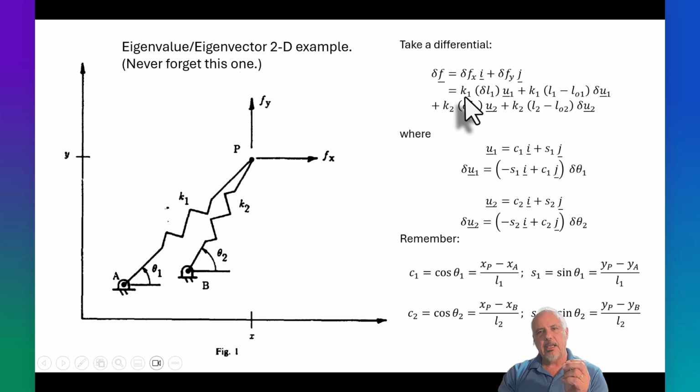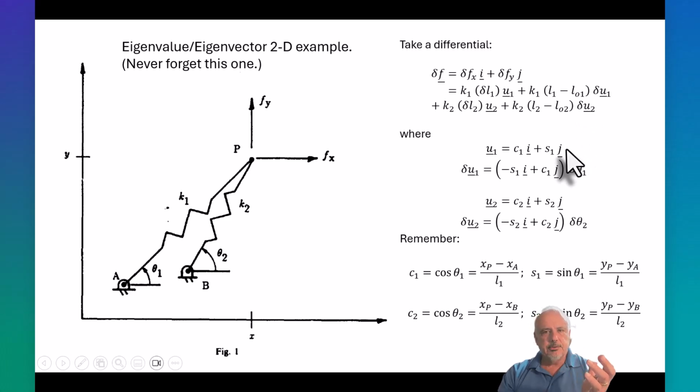Okay, so it's going to be K1 times delta L1 times U1, and K1 times that force, and then I have a change in direction, a delta U1. I'm going to do the same thing for the second spring: K2 delta L2 times the U2, the force K2 (L2 minus L naught 2), that force with a change in direction, a delta U2.